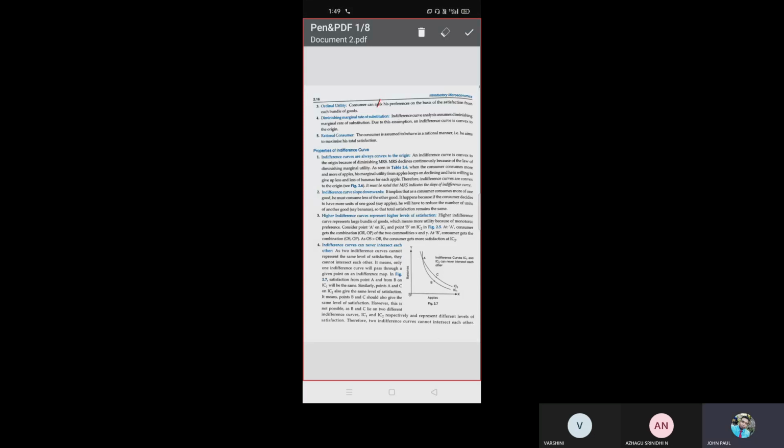So last class we discussed indifference curve. It's a graphical representation of what? Two goods with a lot of combinations. So we are discussing everything under the ordinal utility approach. Ordinal in the sense that it is rank or preference.